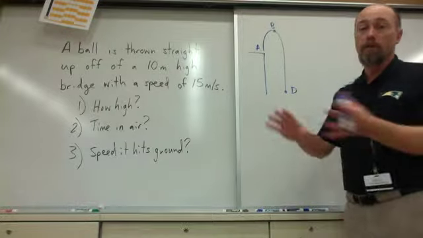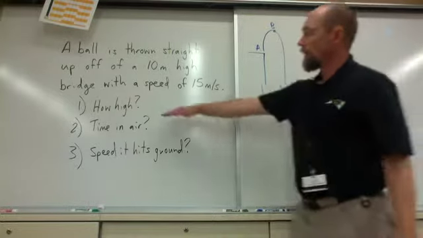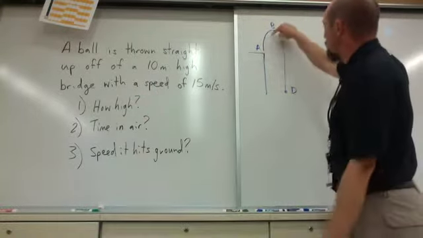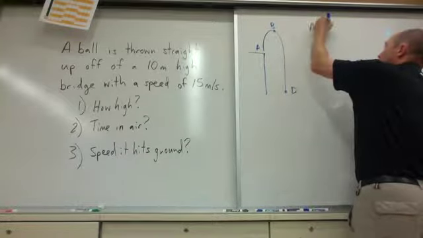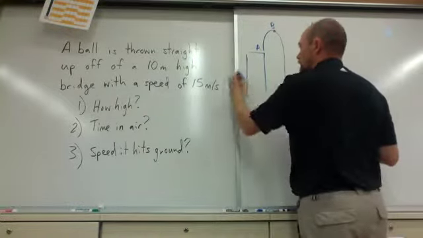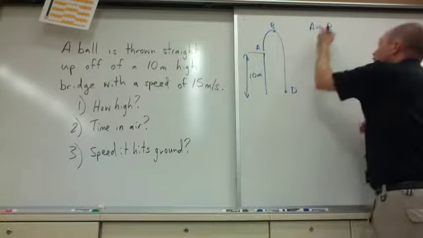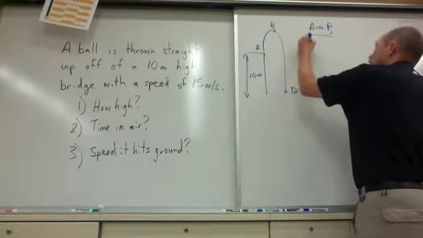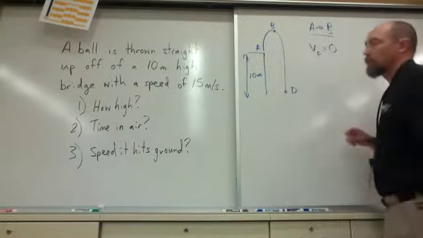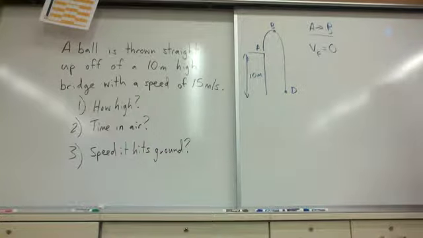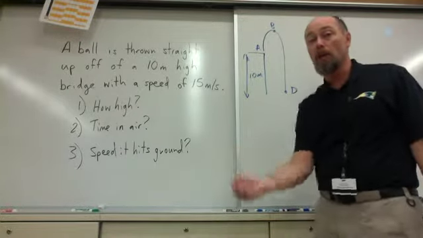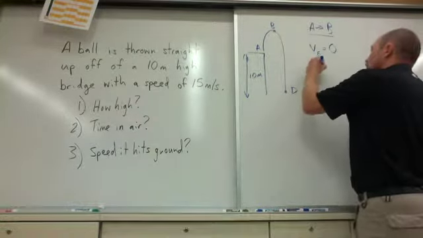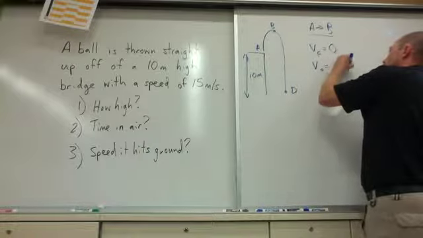After you draw your picture, if I want to figure out how high it goes, where am I going from on my picture? I'm going from A to B, and let me label this as 10 meters. If I'm going from A to B, what do I know? I know that my final velocity is 0. Here's where you have to be careful: the initial velocity is right after it leaves your hand. Right after it leaves your hand, it is going 15, so my initial velocity is plus 15 meters per second.